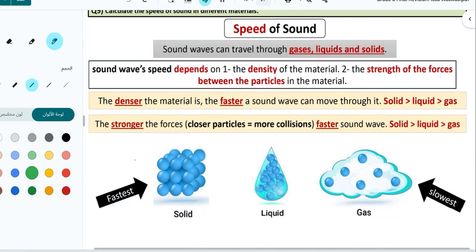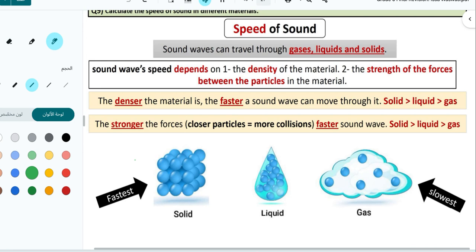Let's go ahead and finish out with sound, hopefully. Sound waves can travel through liquids, solids, and gases. They require liquids, solids, or gases, because we know that sound is a mechanical wave. And unlike light, it cannot travel in a vacuum.